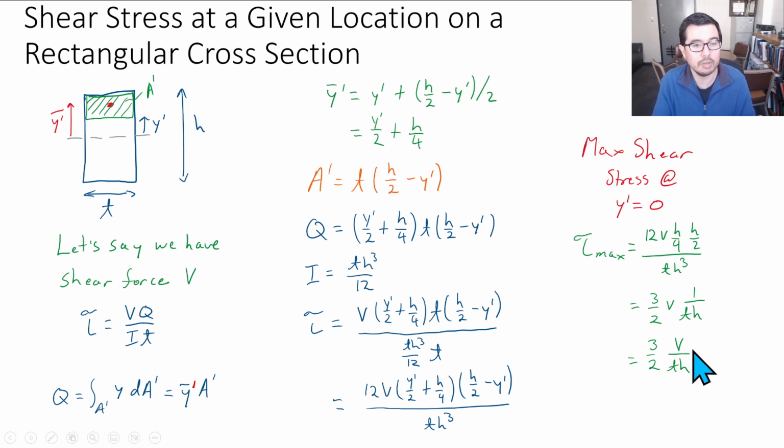V is a shear force, internal shear force, and I'm like, wait, V over A, I've seen that before. That's the expression for the average shear stress. It's typically pretty straightforward to calculate an average shear stress. You know what the area is, and you know what the shear force is. So now, if you're ever interested in the maximum shear stress at the neutral axis for a rectangular cross section, boom, you just type in 3/2 tau av, and you save yourself some time.